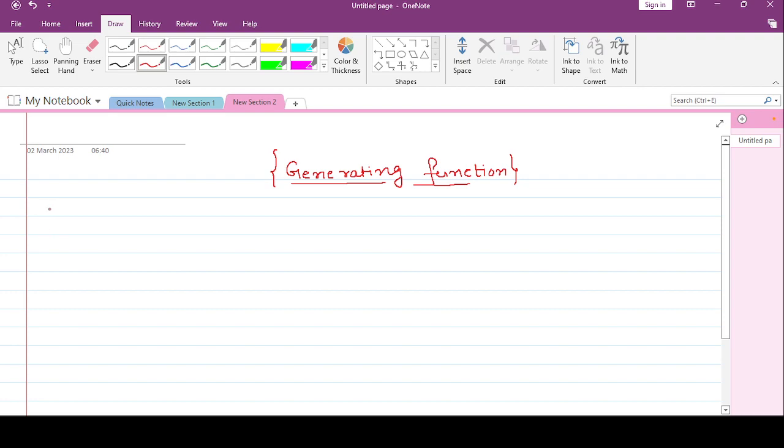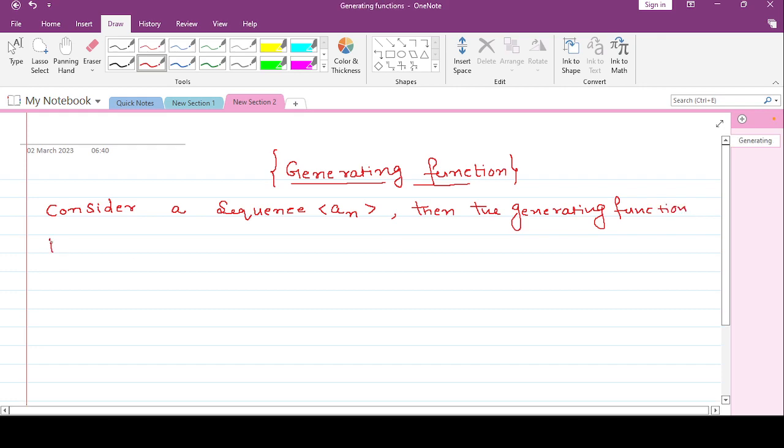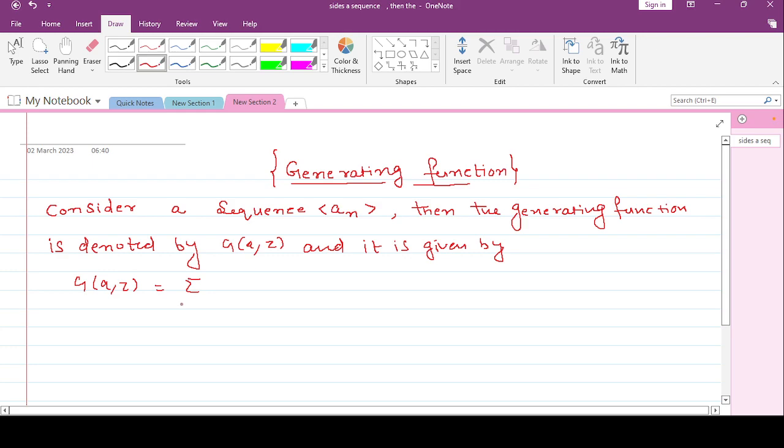Okay. Now consider a sequence a_n. Then the generating function is denoted by G_a(z), and it is given by G_a(z) equal to summation n varying from 0 to infinity a_n times z raised to the power n. Okay, so this is how we write the generating function.